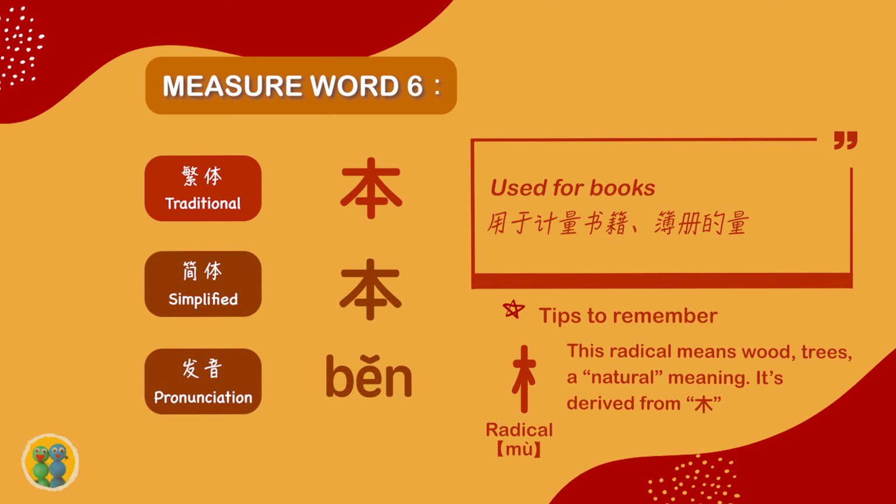So how can you relate this measure word 本 to the objects that are used with this measure word? The measure word 本 is used for books, right? And books are made out of a bunch of papers. And where do papers come from? They come from trees. People process woods to make papers and then become books. So you can make the connection between the measure word and what it's used for.